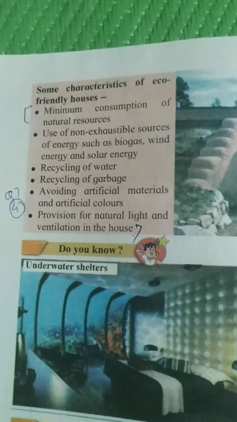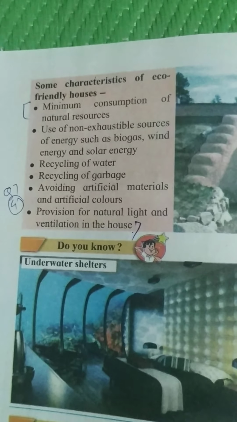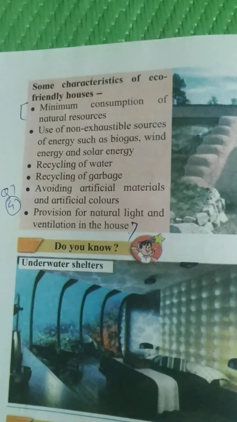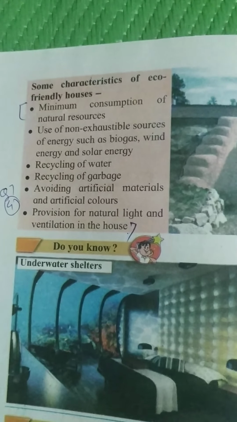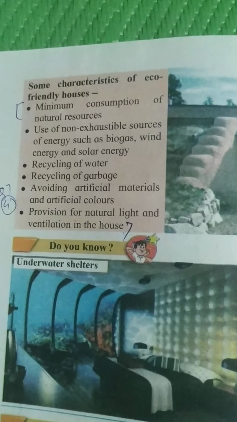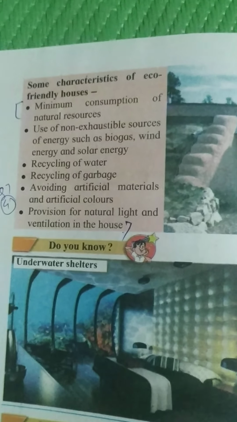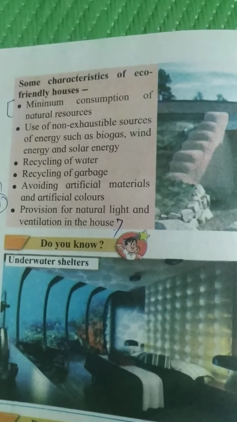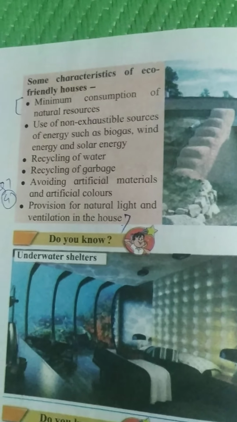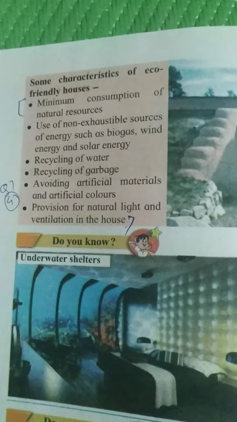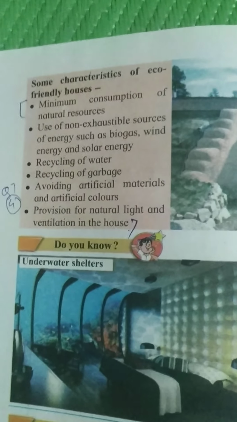What are eco-friendly houses? How are those houses? Eco-friendly houses mean minimum consumption of natural resources. There is less use of natural resources. They use non-exhaustible sources of energy such as biogas, wind energy and solar energy. Such energy is used, which is non-exhaustible and cannot be finished. There is recycling of water, meaning reuse of water, in such houses. Recycling of garbage also happens. We use that garbage again and again. Such recycling of garbage is also available in eco-friendly houses.